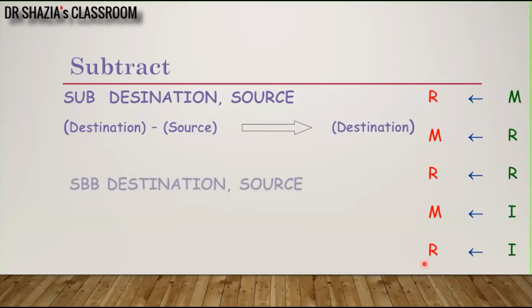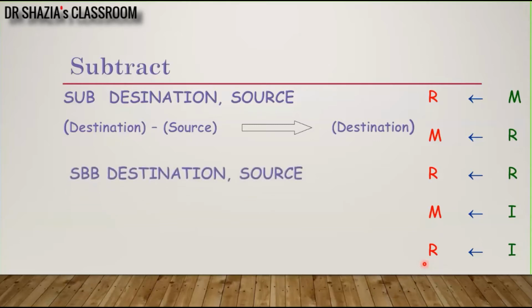Now, we have another instruction which is a variant of subtract, which is subtract with borrow, SBB. The format is SBB destination, source. This instruction is quite similar to add with carry. Here it subtracts the source from the destination along with the carry flag.